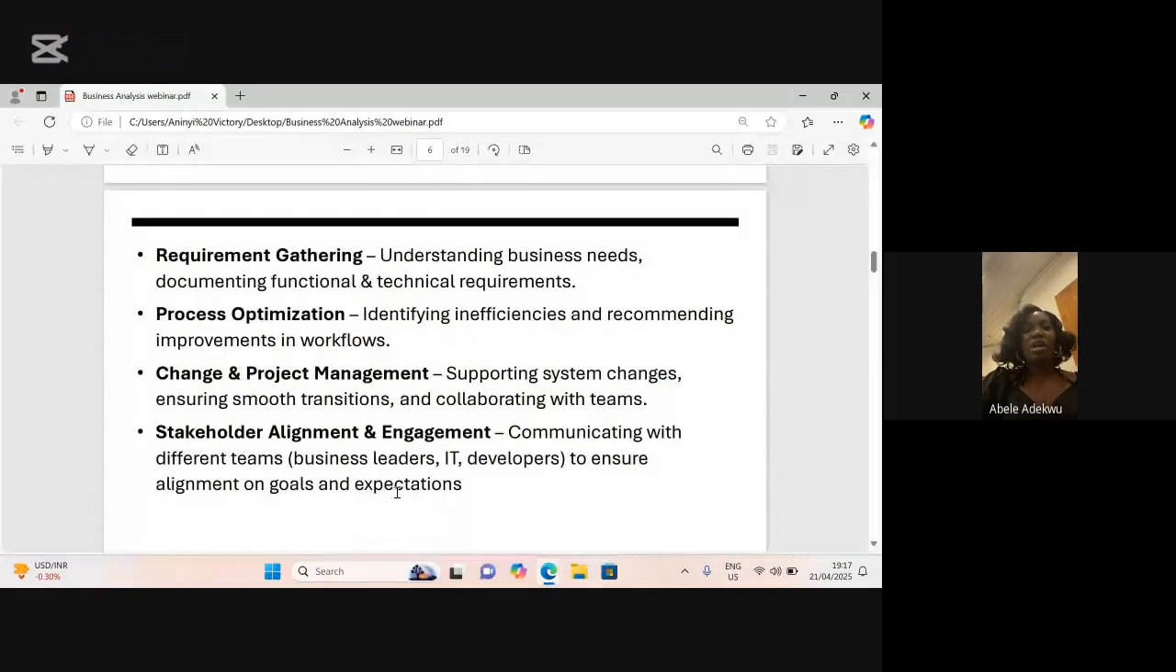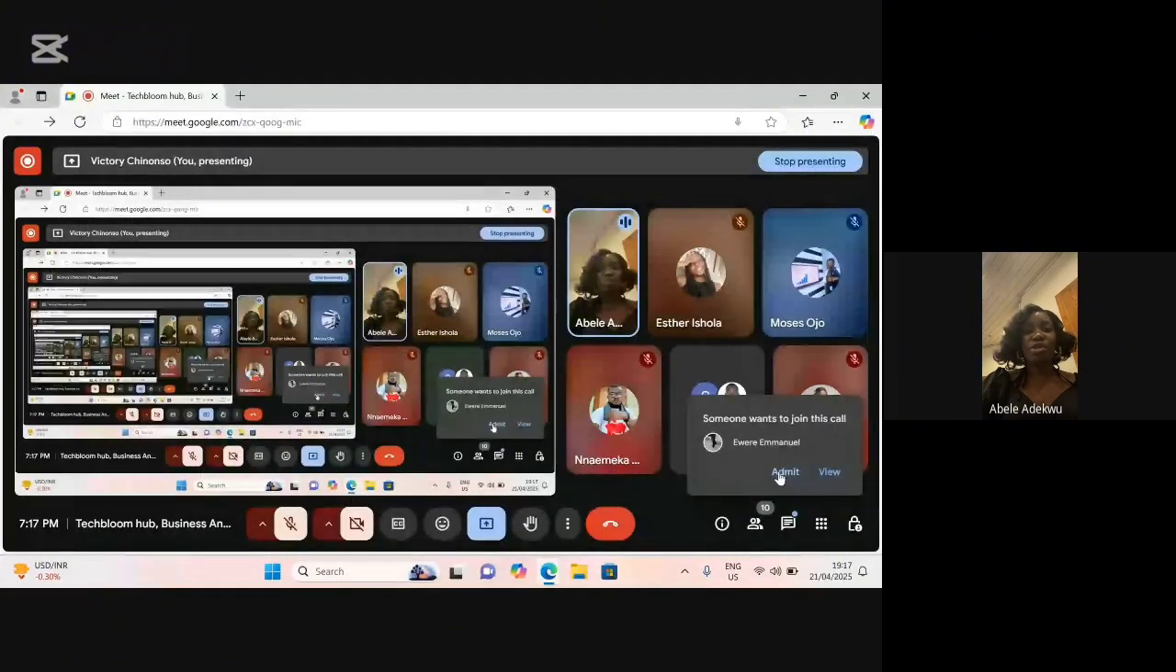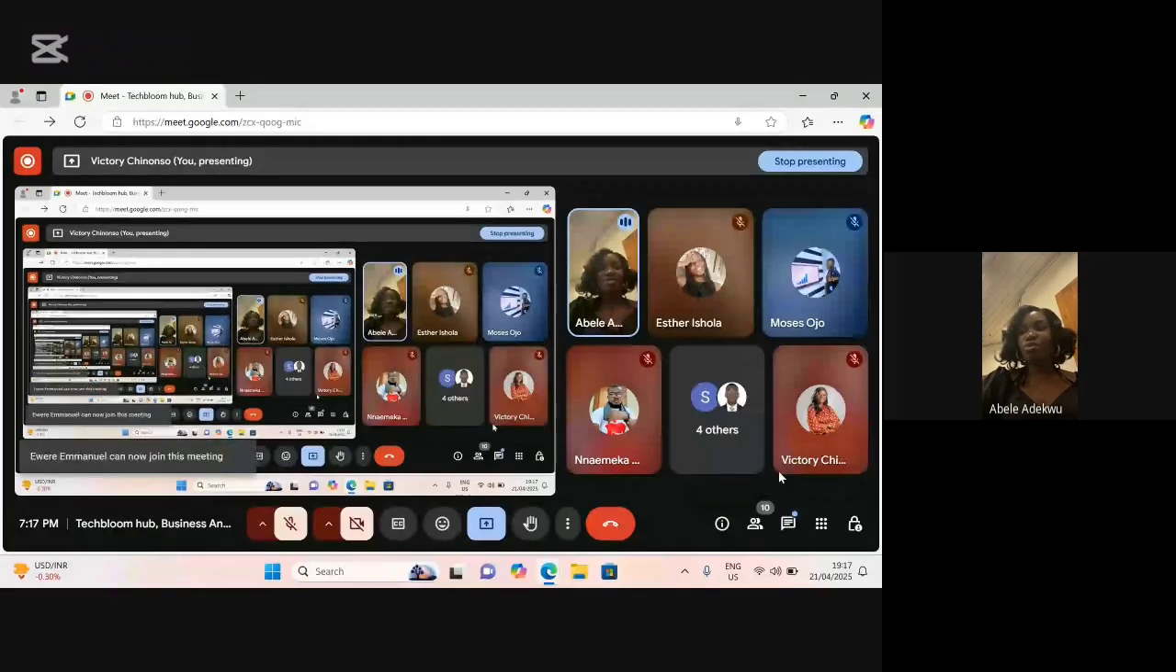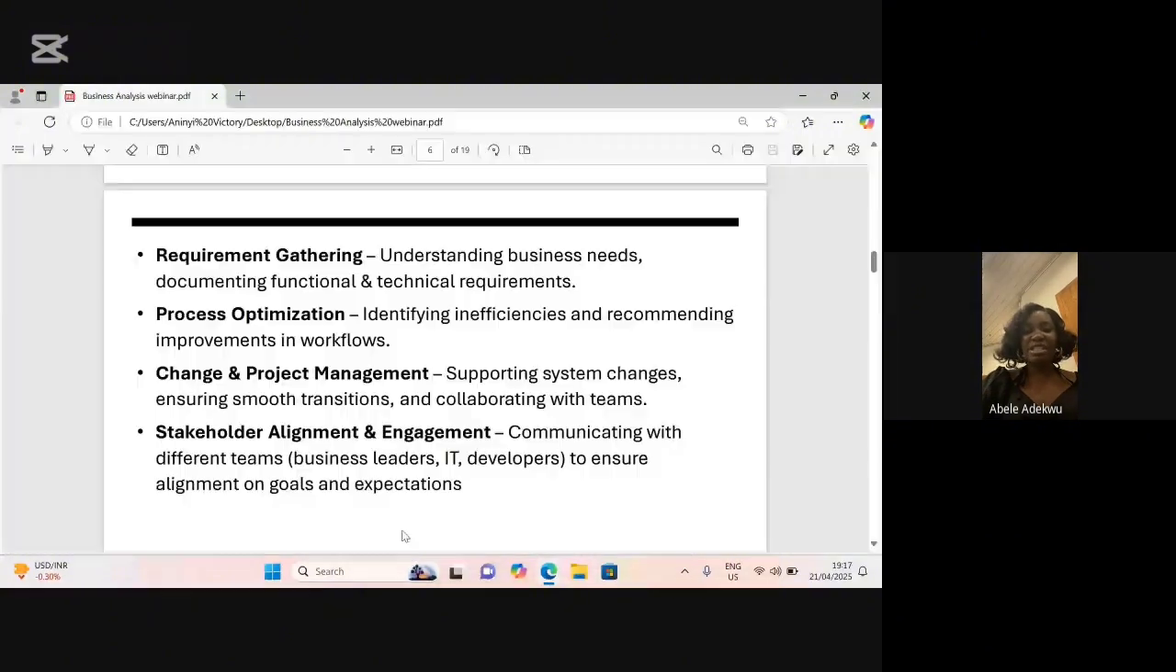And also project management. Business analysts also perform roles of managing projects as well, although not in all organizations, but every business analyst, at least to an extent, knows how to do project management. Although in some establishments, they hire separate project managers and business analysts, it's good to have a good knowledge of project management. And also, it's your function as a business analyst to perform stakeholder alignment and engagement.